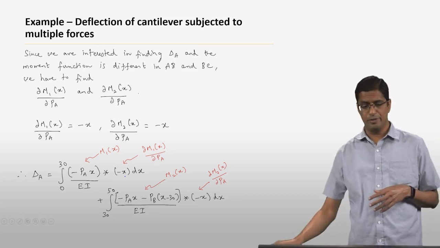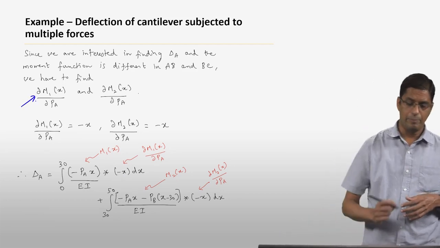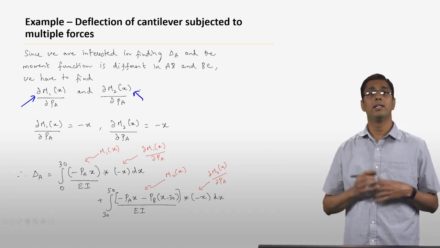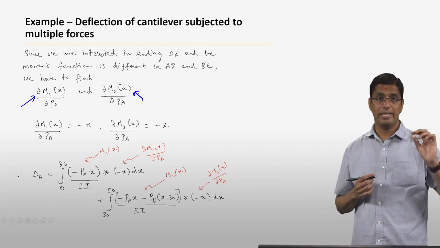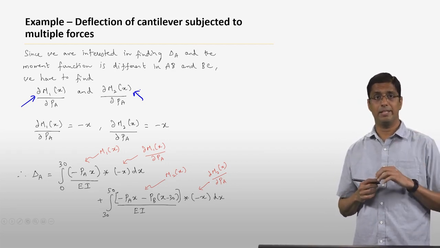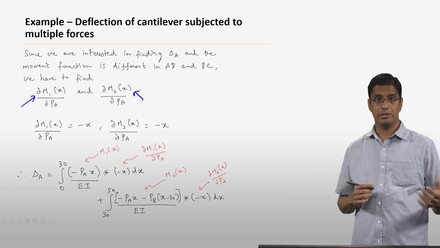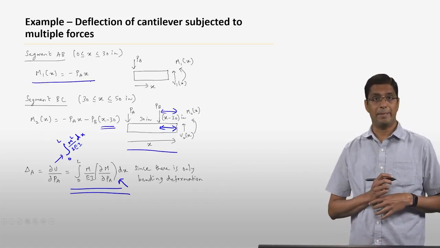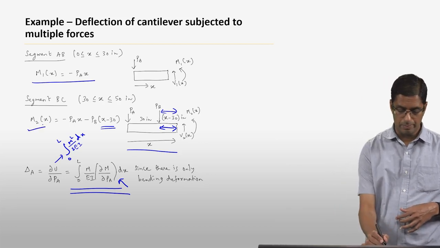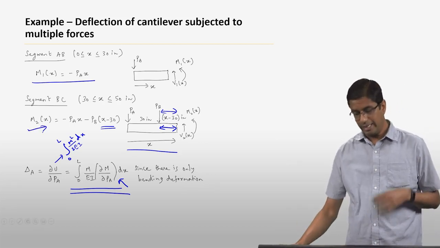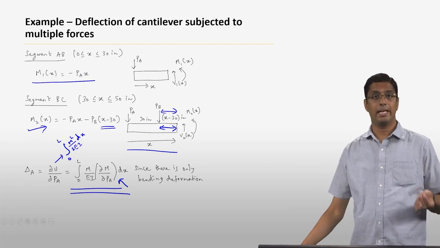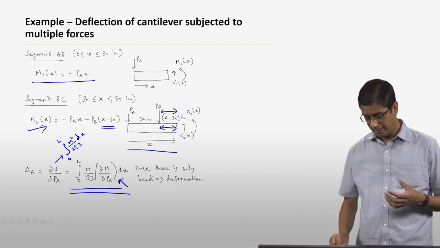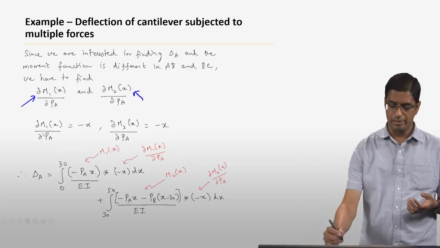Okay, so essentially we are going to find del M1 by del PA and del M2 by del PA. Again, I want to emphasize that you are taking the derivative with respect to PA, not with respect to x. It turns out that for these functions, M1 is minus PA times x, and M2 is this particular function. Del M1 by del PA and del M2 by del PA both turn out to be minus x. So essentially, these two things are the same.